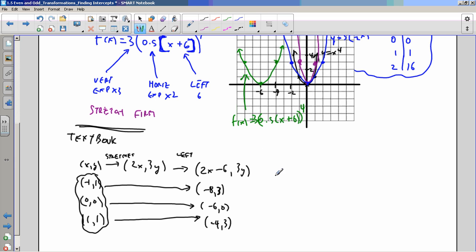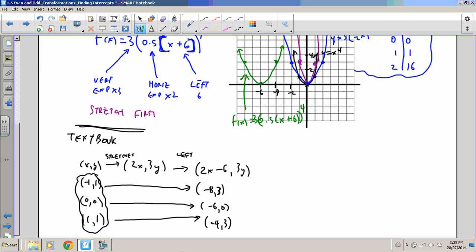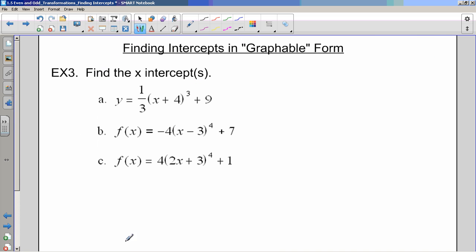And that's the textbook. Again, I like doing this because I'm kind of a graphing person. I like seeing what each of the pieces does and so on. All right, on now to the last example.